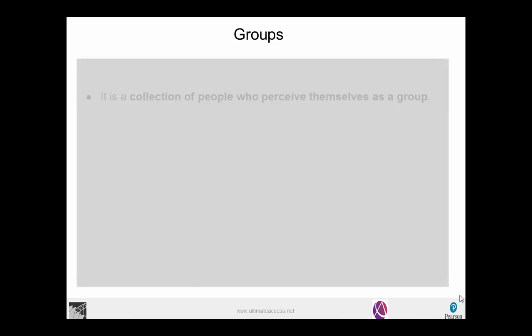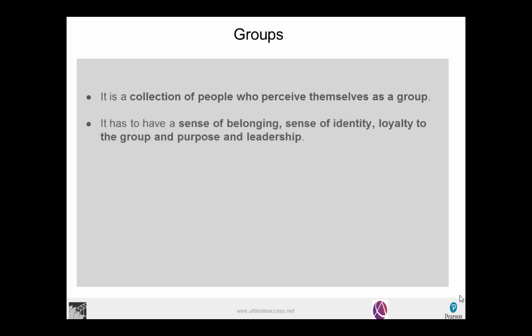Then groups. Now, a group is a collection of people who perceive themselves as a group. It has to have a sense of belonging, a sense of identity, loyalty to the group, and purpose and leadership. If you're all working together on the streets, you can't consider yourselves a group until you feel a sense of belonging amongst the people that you're around with. But as long as you're moving around with people and you don't feel any sense of belonging with each other or to each other, then that would consider you guys to be just a crowd, right?